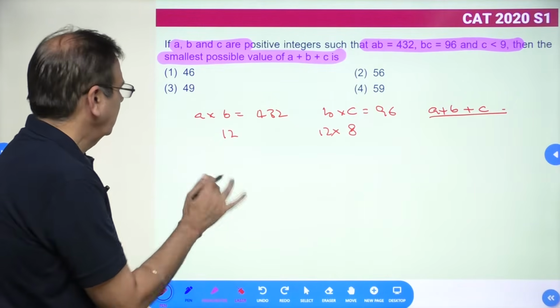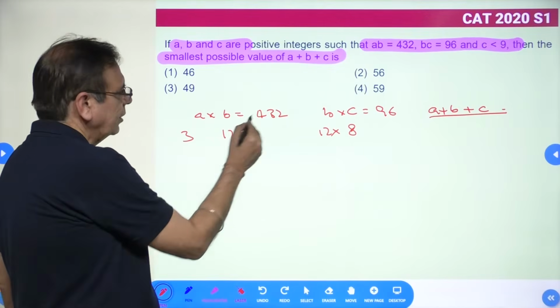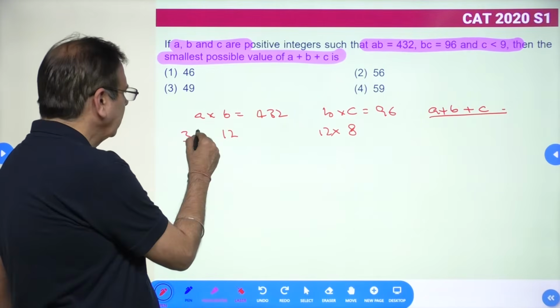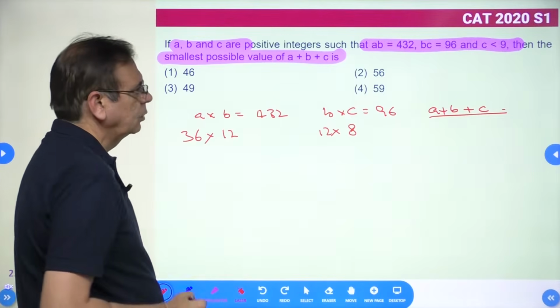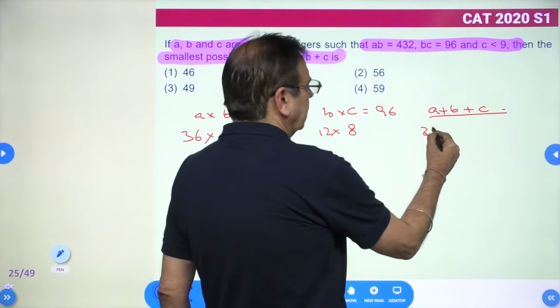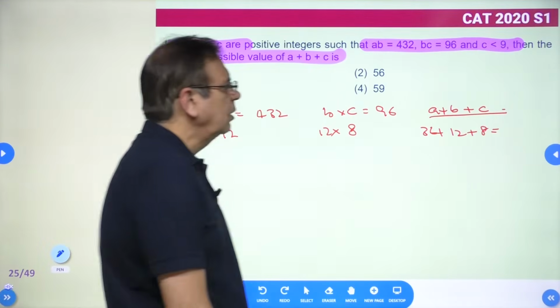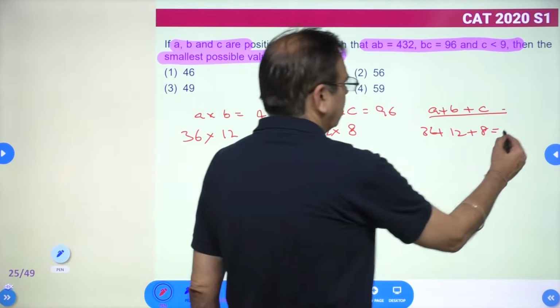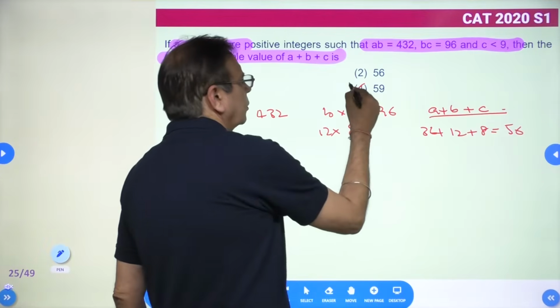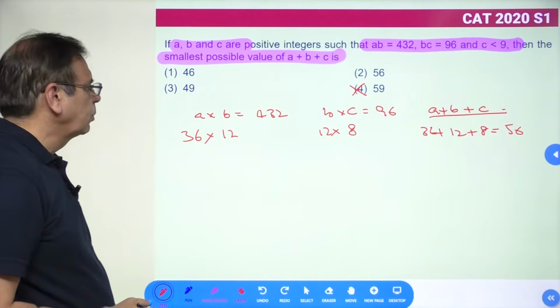So that will be 36, whatever it is. Okay, 12 3s are 36, yeah, 12 6s are 72. Okay. 36, 12. So what is A plus B plus C? 36 plus 12 plus 8. 36 plus 12 makes it 48, plus 8, 56. Wrong choice. We are looking for the smallest possible value.